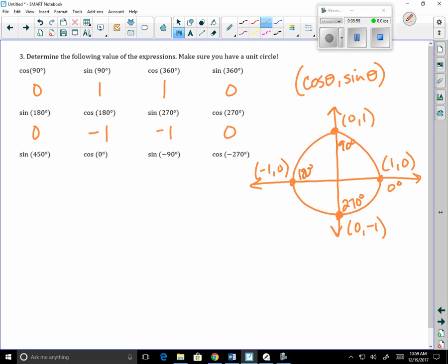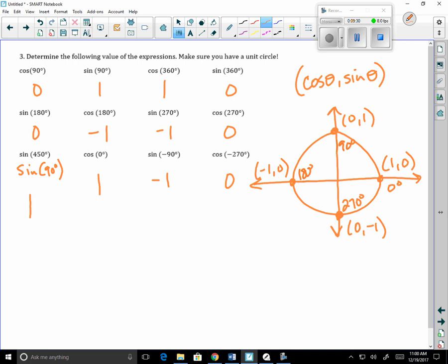450, well, that's big, so let's do 450 minus 360. That's the same thing as 90. The sine at 90 was just 1. The cosine value is the x, so that's 0. Negative 90 is the same as 270, and the sine at 270 is negative 1 because it's the y-coordinate. Negative 270 is the same as positive 90, and the cosine at positive 90 is 0.